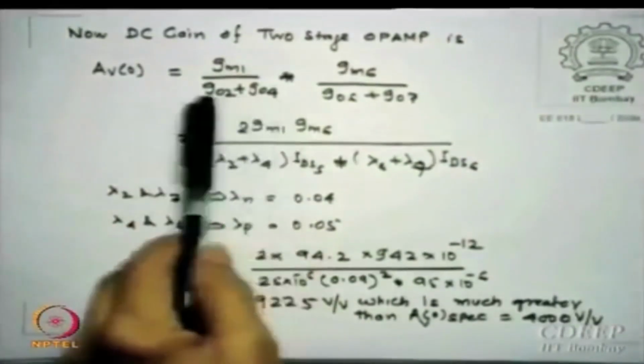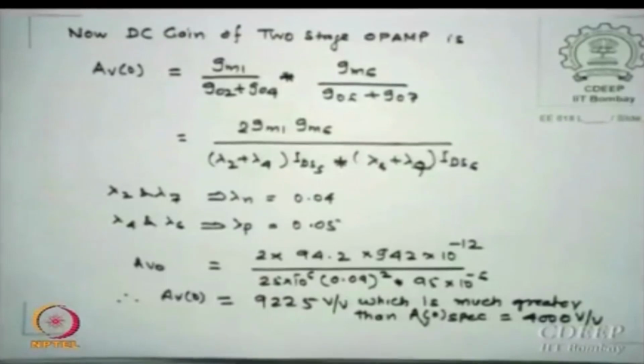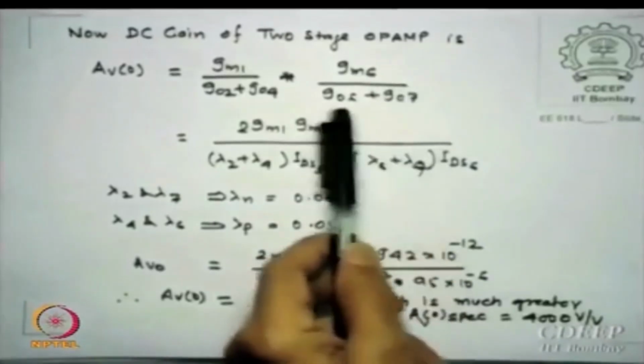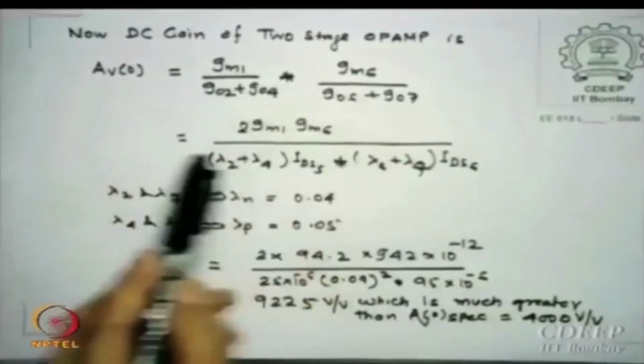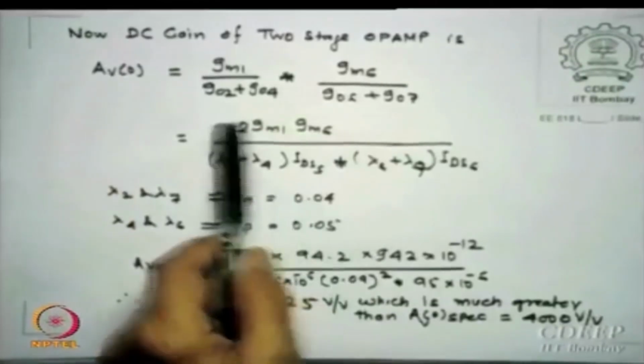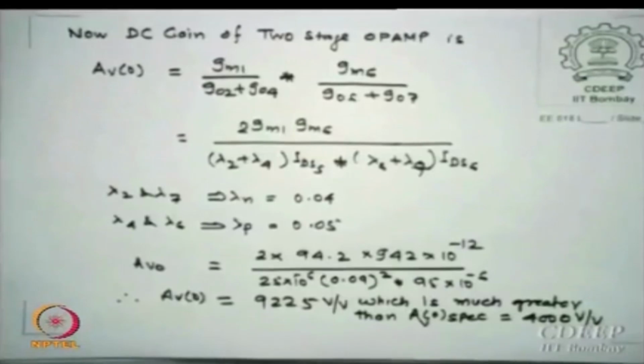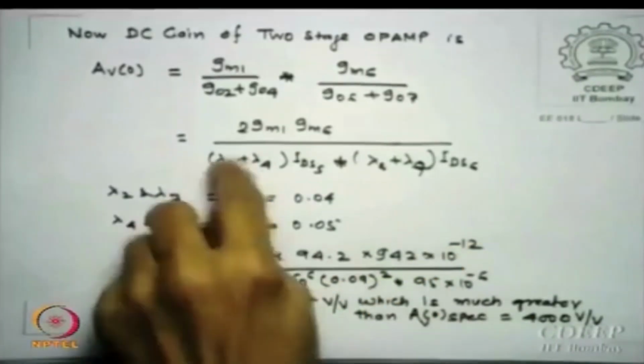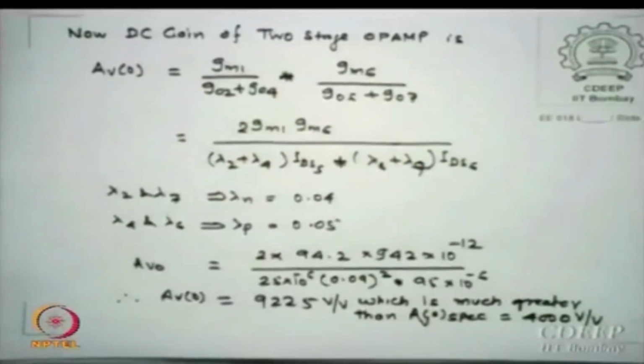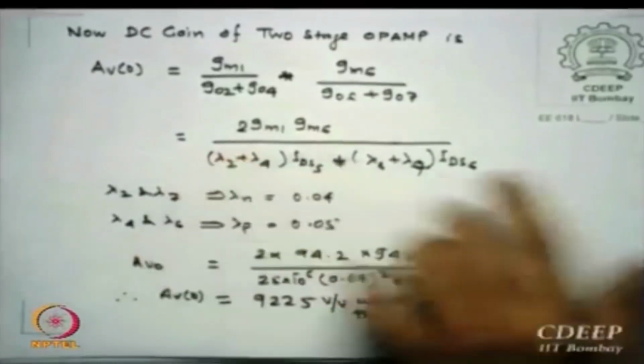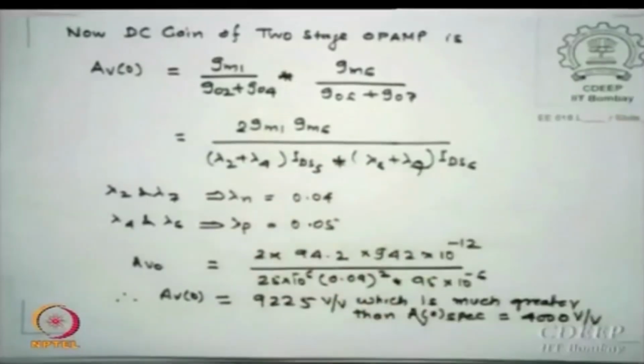GM1 by this is a total 1 upon RO2, RO2 parallel RO4, which is essentially in the denominator GO2 plus GO4, okay. GM6 is GO6 plus GO7, so if I multiply it becomes... Tell me, where did I get the 2 from? Because the current in each is IDS by 2, so I put it on top. 2 and 4 have the same current, IDS5 by 2, is that clear? That is why I put that 2 on top. This current is your specification current, IDS5, so I kept it in the same form.